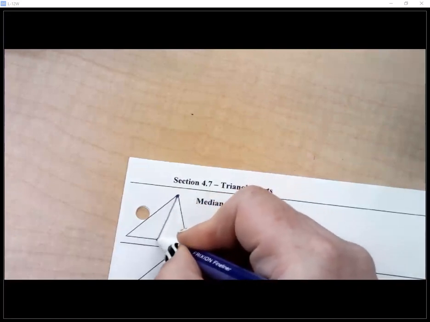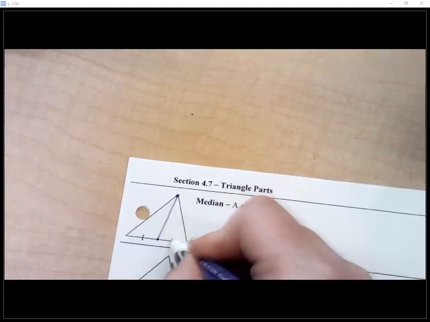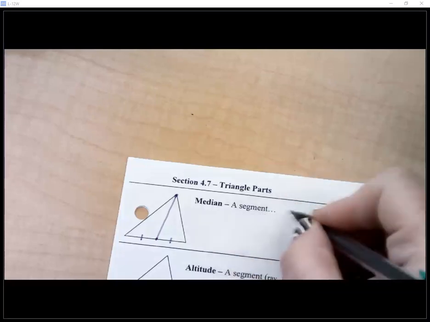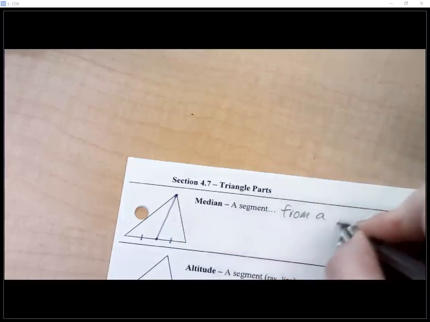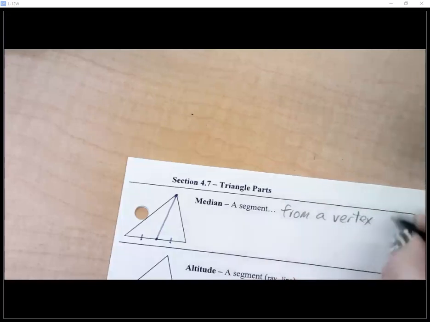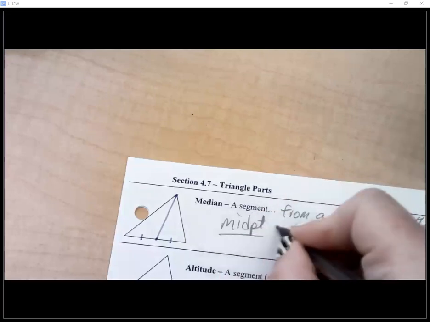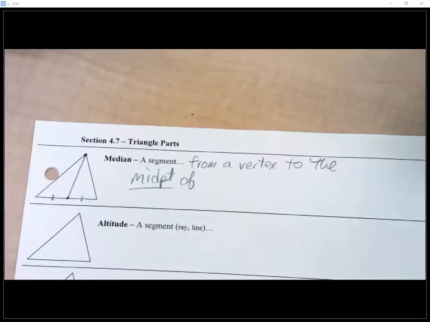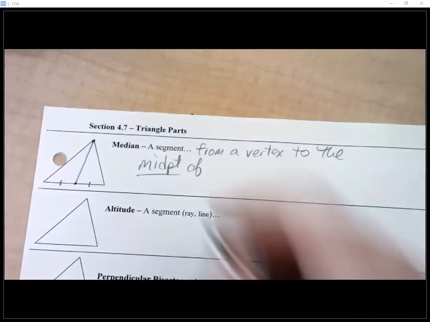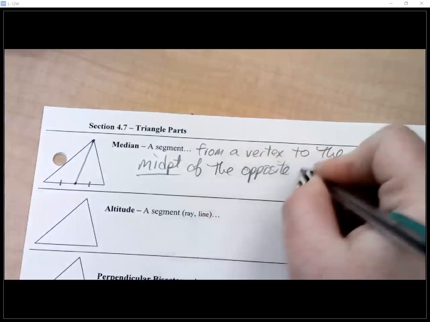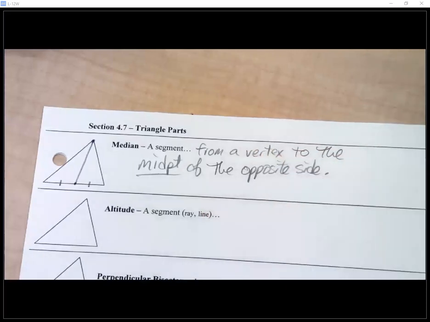I'm going to mark these two sides congruent. Because if it doesn't go to the midpoint, it's not a median. So that's what we're looking for to have a median. It is a segment from a vertex to the midpoint, has to be the midpoint, midpoint of the opposite side. Okay, so that's what we need to have a median.